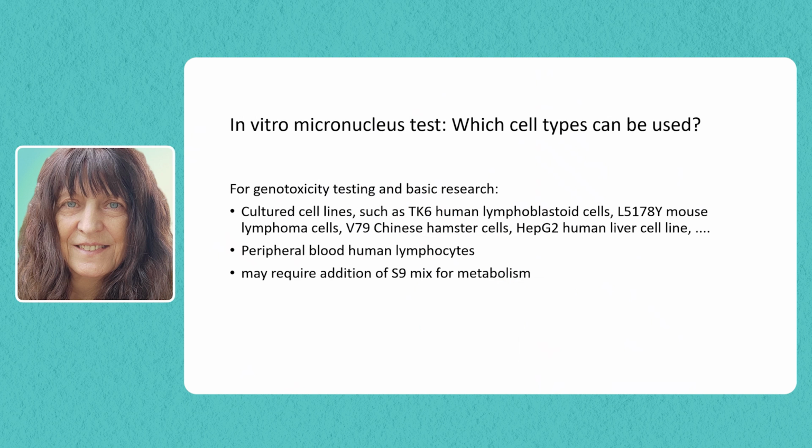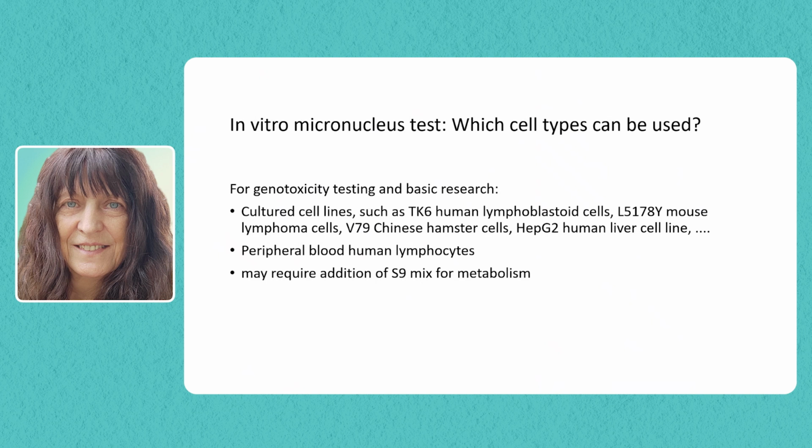Then the in vitro micronucleus test. So which cell types can we use? I said it's a mammalian cell mutagenicity test. We can use pretty much every cultured cell line as long as the nuclei look reasonably round and they have a stable karyotype. A good example for that is TK6 human lymphoblastoid cells. That's actually, I think, nowadays the most often used cell line.